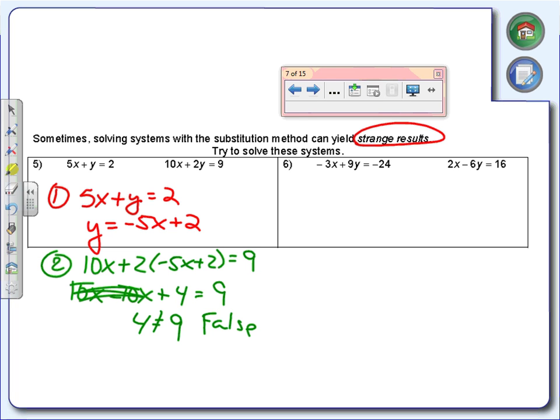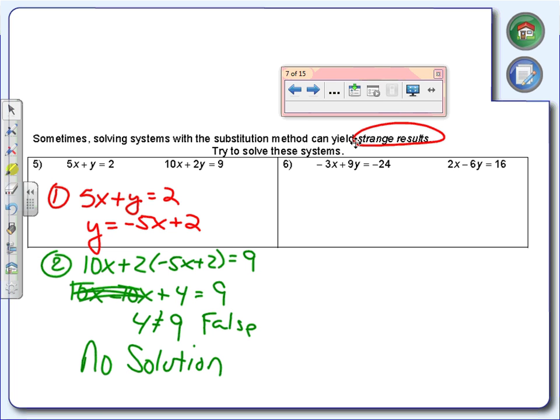And anytime we have a false statement like that, we say that there is no solution. In other words, if we had graphed these 2 lines, what would have happened? Parallel. They would have ended up being parallel, which is why we're having no solution. So this is what a no solution is going to look like working it algebraically. You're not going to have a variable, and the 2 numbers are going to be different. They're not going to be equal to each other.